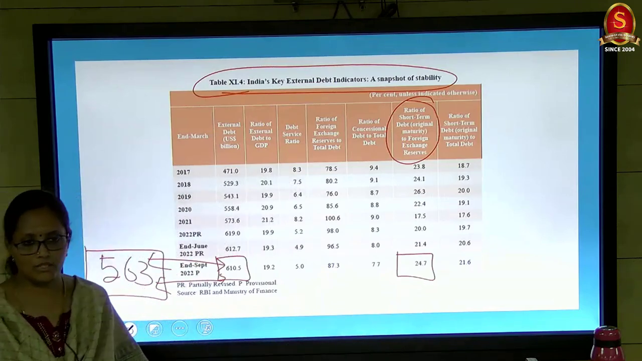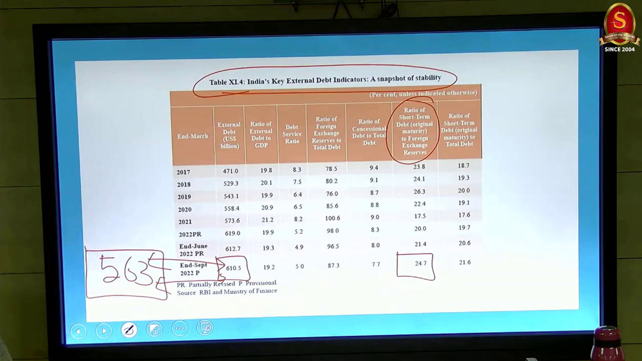24.7% to the foreign exchange reserve. This is very, very important. We should actually pull it down to less than 20%. Then we are actually safe. What is the meaning of this? If I have $100 in the foreign exchange reserves, $25 I have to give up this year.